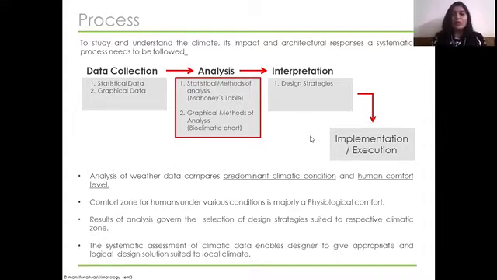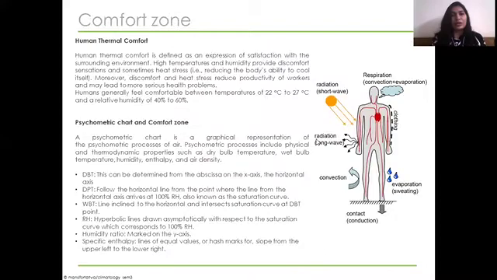Okay. Results of analysis govern the selection of design strategies suited to the respective climatic zone. The systematic assessment of climatic data enables the designer to give an appropriate and logical design solution suited to the local climate. Okay. So let us see how the concept of comfort is narrated, or in our climatology, how comfort zone or human comfort level is defined.